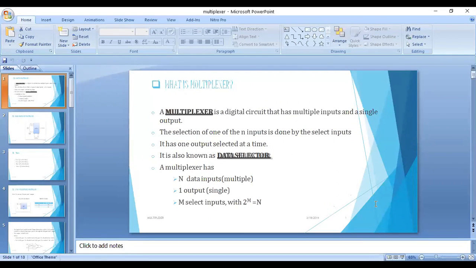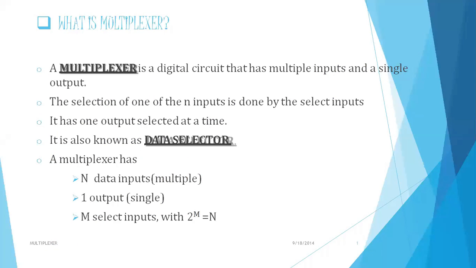The next concept is multiplexers. A multiplexer is a digital circuit, a combinational circuit. We pass multiple inputs and it produces a single output. It selects binary information from one of many input lines and directs it to a single output line. So a multiplexer is also known as a data selector.